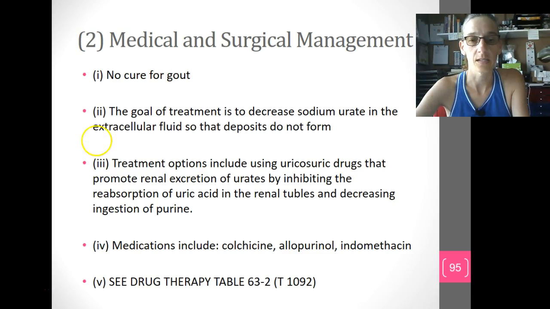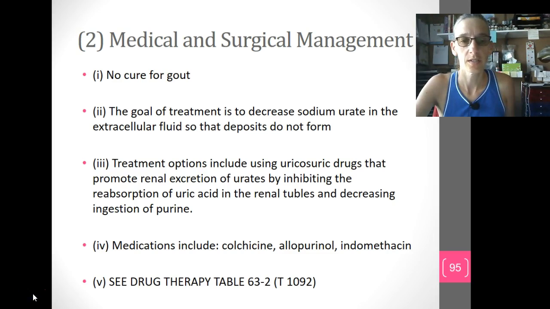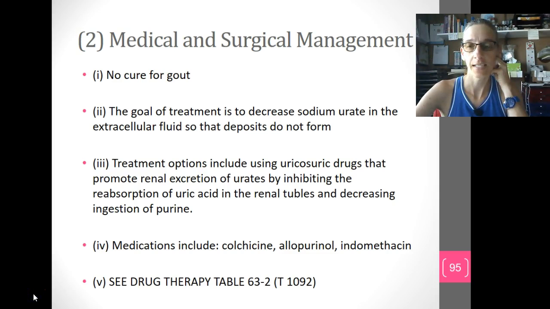And you have a table, table 63.2 on page 1092 in your book. So be sure that you understand or have read about those drugs in particular on the drug therapy table, know how they work, what they are. Right, gout was used to be called the rich man's disease because only the rich, the kings, and people that were very well off could afford to eat these expensive meats and alcohol and things that could lead to gout.